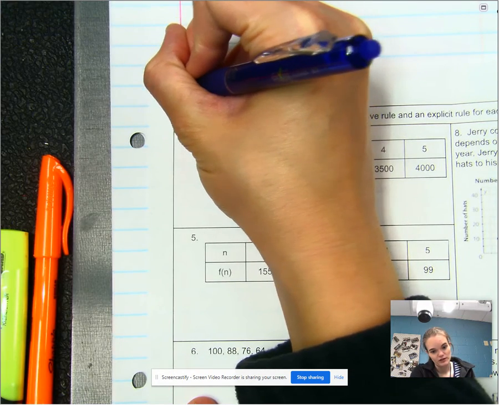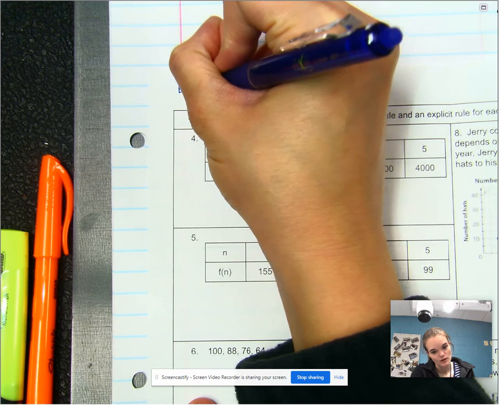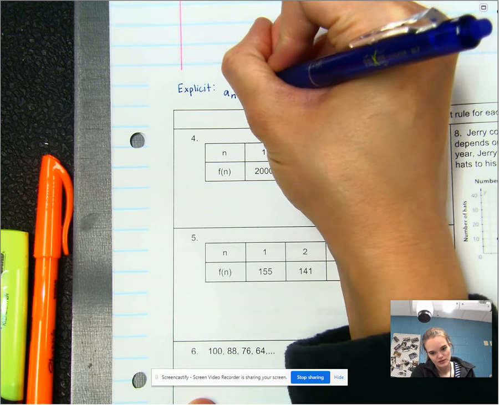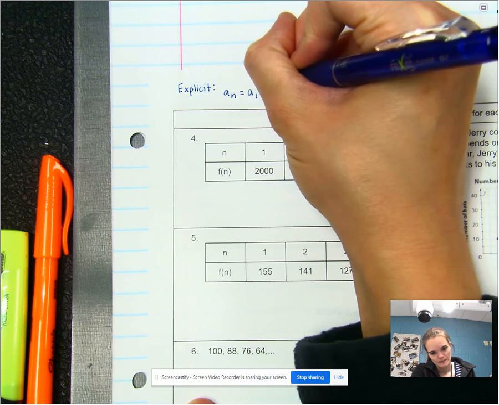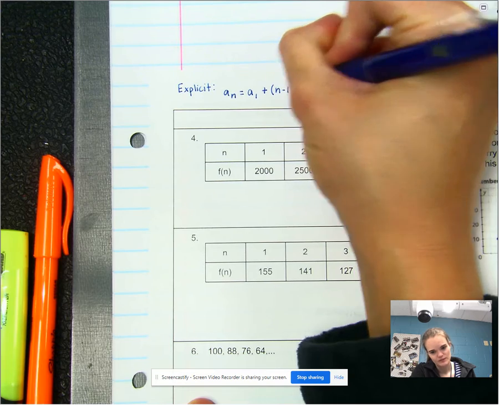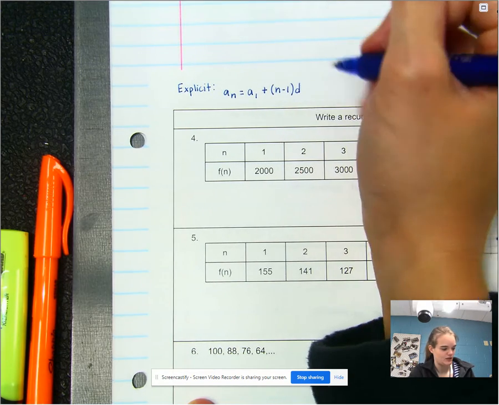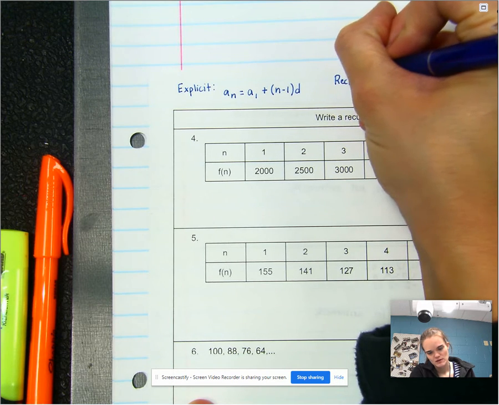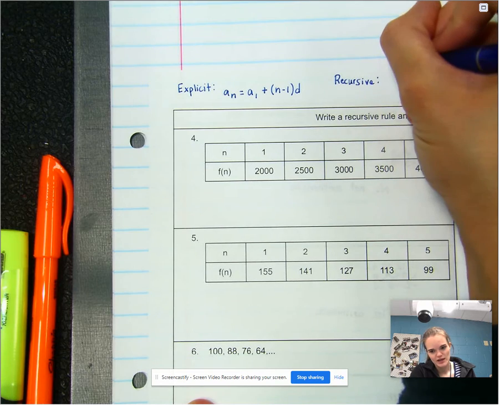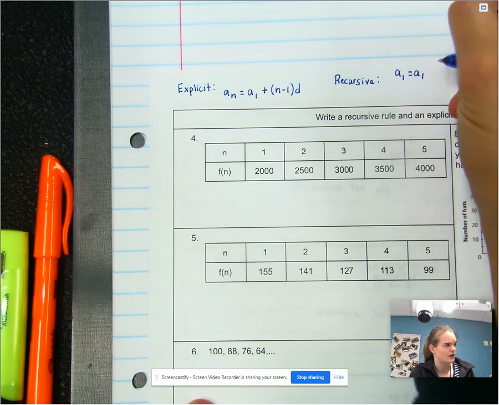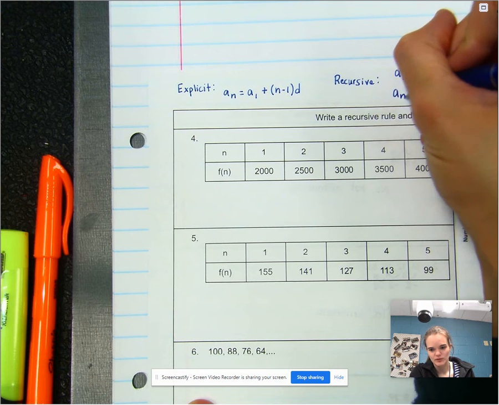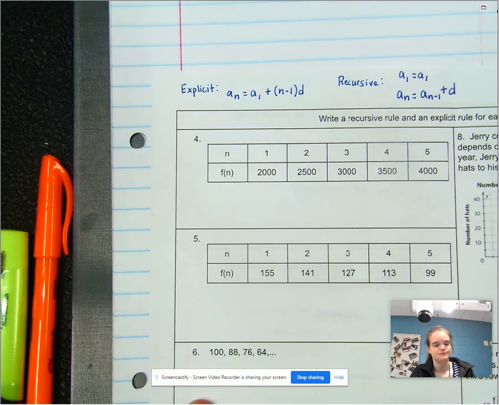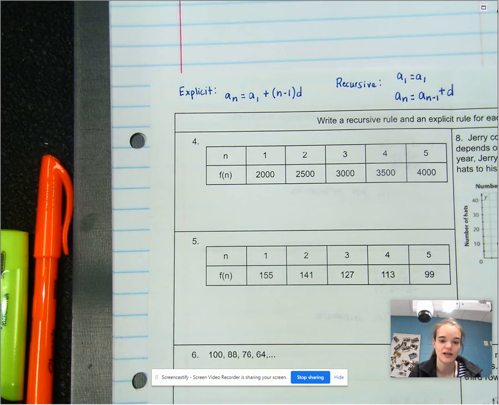The explicit rule was A sub n equals A sub 1 plus n minus 1 times d. Sometimes you see the d in front of that. It just depends. The recursive was A sub 1 equals A sub 1. And then it had a comma, but we didn't like that, so we skipped it. I said we, like you had a choice in that. Plus d. So write those at the top. You're going to need them.